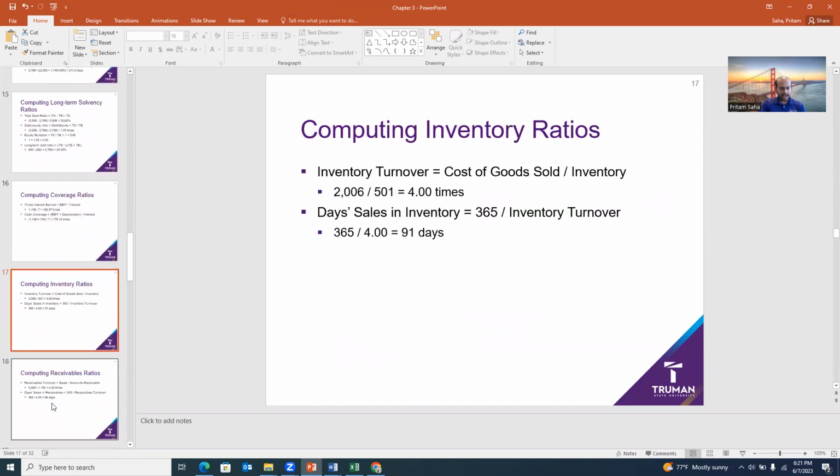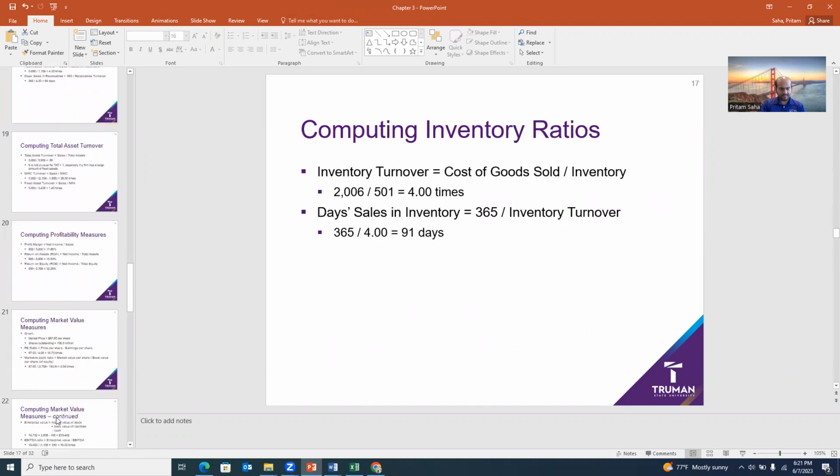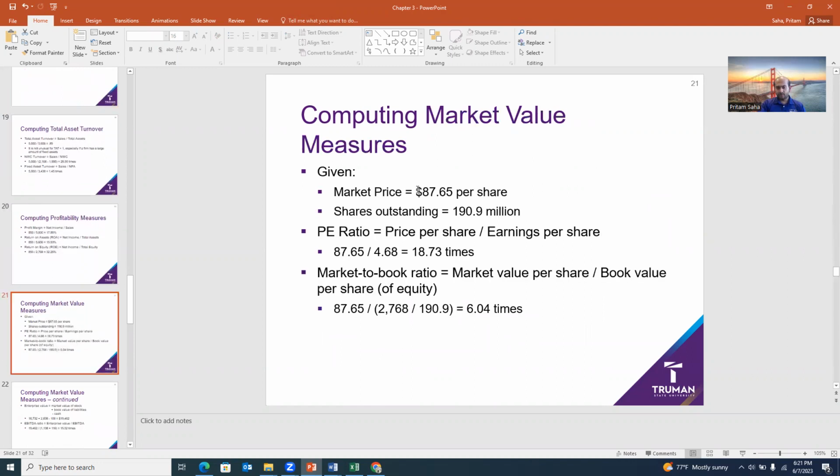So let's just assume, for the statements you're analyzing, the market price of this corporation is 87.65 per share. The number of shares outstanding is 190.9. If you multiply these two values, 190.9 times 87.65, what are you going to get? We're going to get 16,714 million. That's the market value of equity, or total market value of the firm, or market capitalization. So this is what we learned so far.